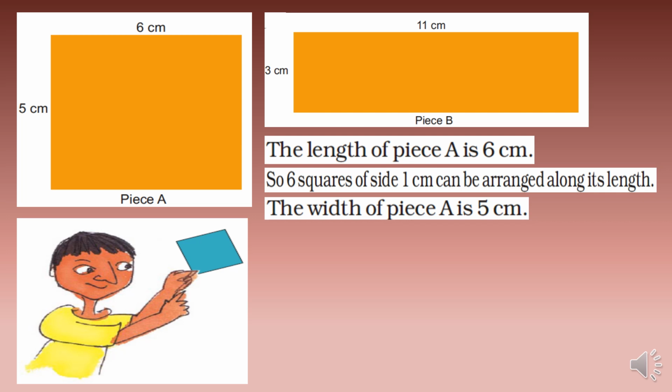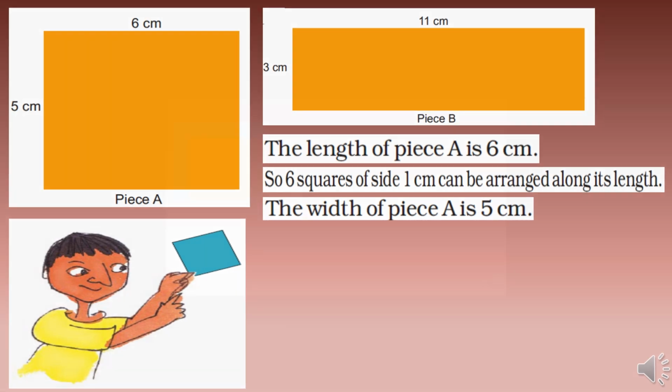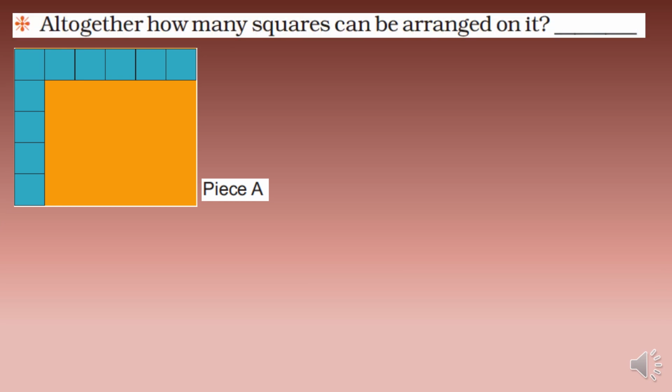In the same way, for piece B, 11 squares of side 1 cm can be arranged along its length, and 3 squares of side 1 cm can be arranged along its width. So see this for piece A. Altogether, how many squares can be arranged on it?